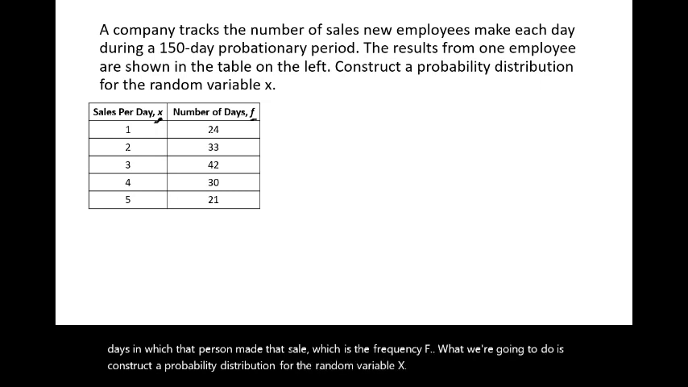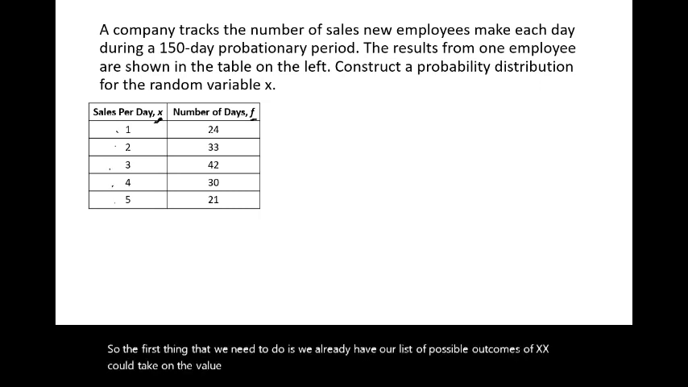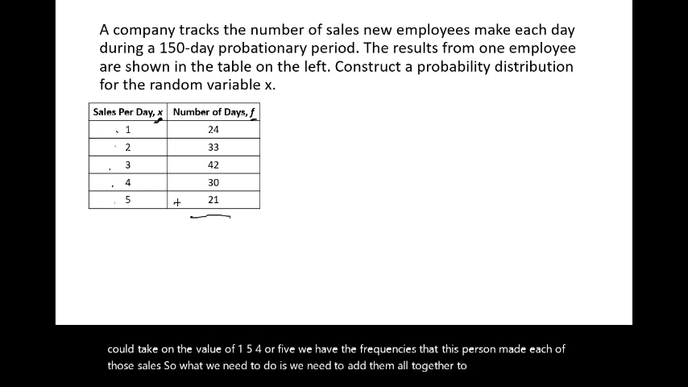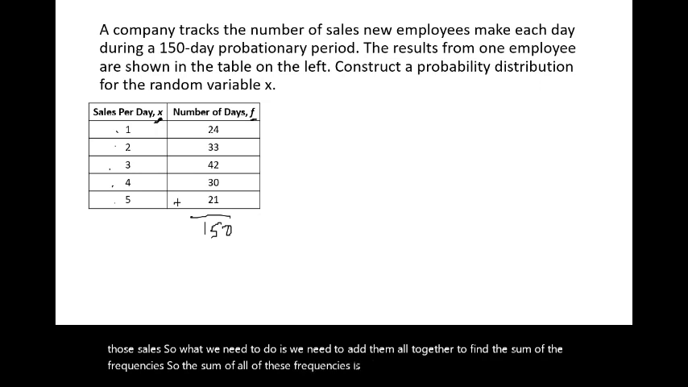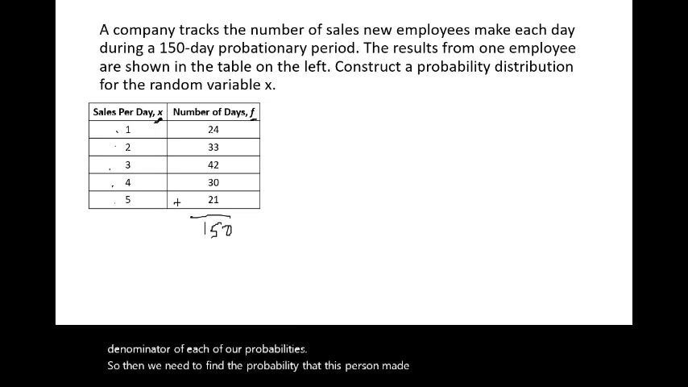So the first thing that we need to do is, we already have our list of possible outcomes of x. X could take on the value of 1, 2, 3, 4, or 5. We have the frequencies that this person made each of those sales. So what we need to do is add them all together to find the sum of the frequencies. So the sum of all of these frequencies is 150. And this is going to be the denominator of each of our probabilities. So then we need to find the probability that this person made each of these individual sales. So we're going to be finding 5 probabilities.